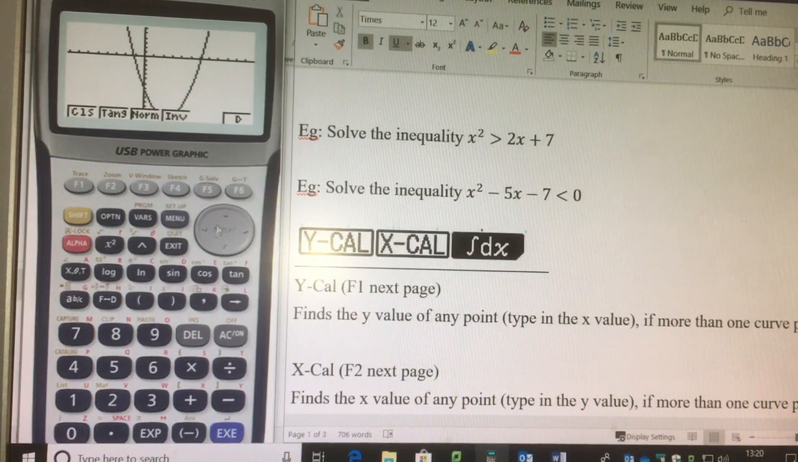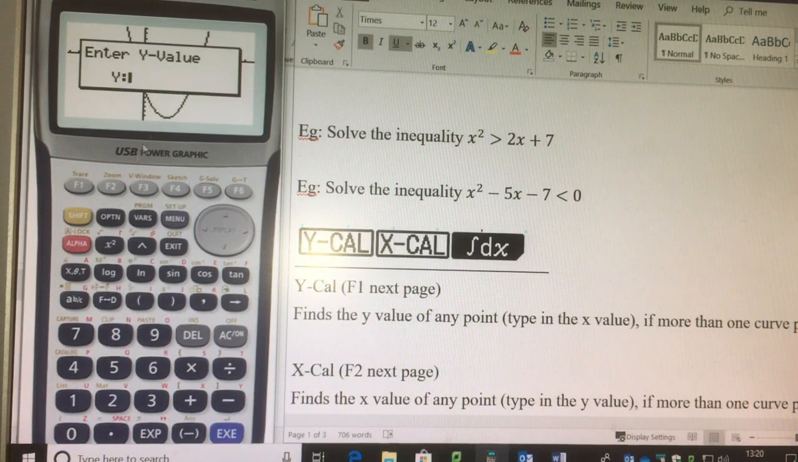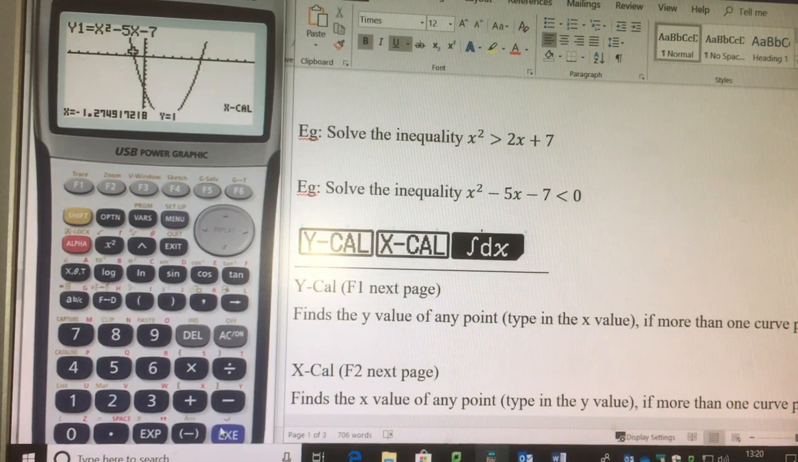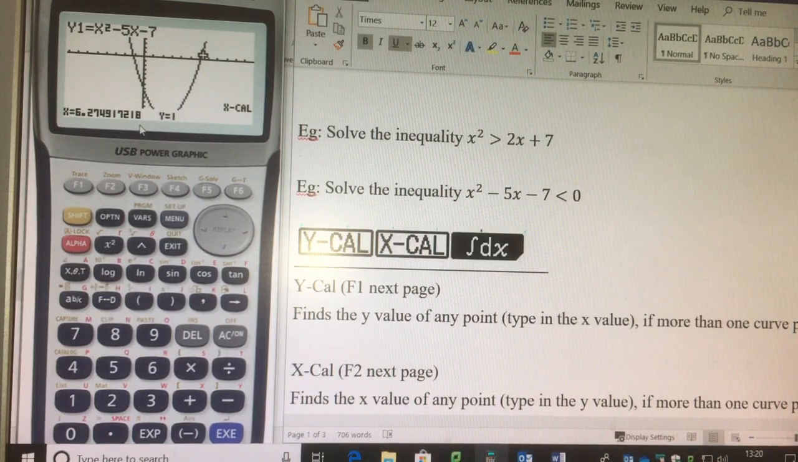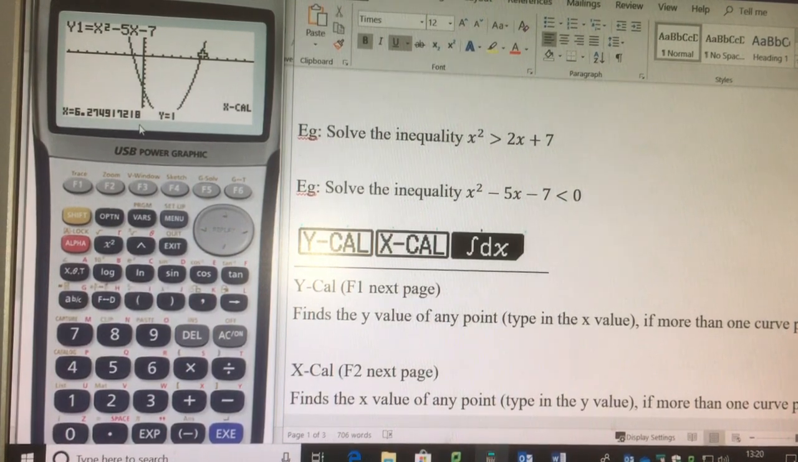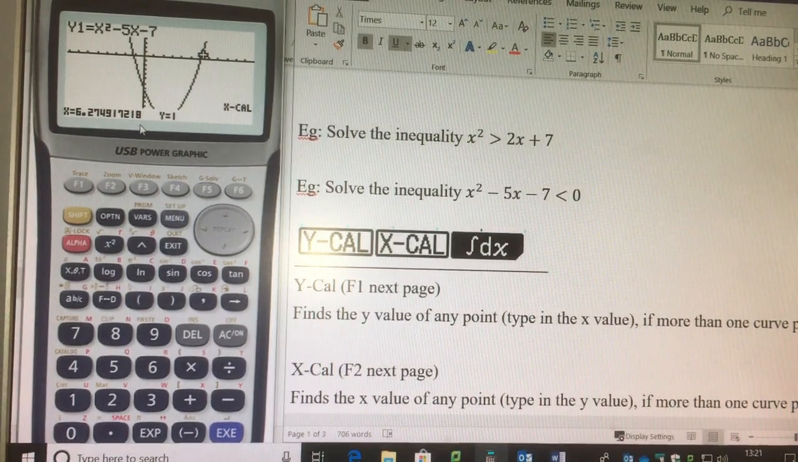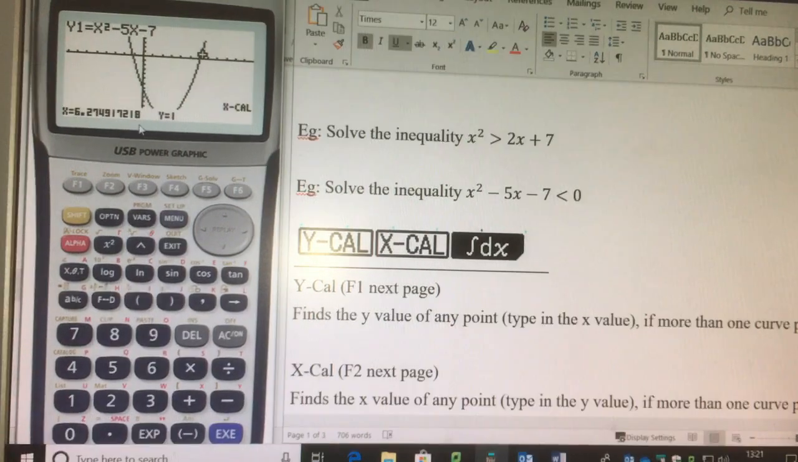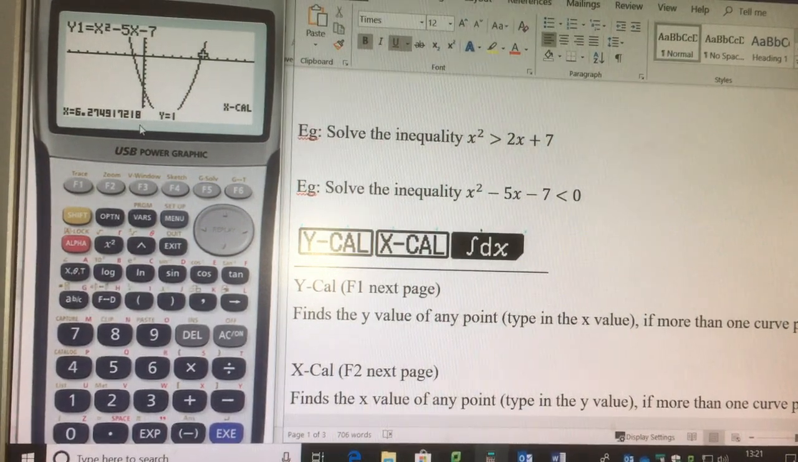Or I could do it the other way around. I could go to G-Solve X-Cal, type in a y value, so if y is 1, what is x? And we get x is minus 1.27 or 6.27. So that's really useful for solving trig. You could plot a trig graph, say when is sine 2x equal to 5, plot sine 2x, put in the y value is 5, and it will read off each of the corresponding x values.